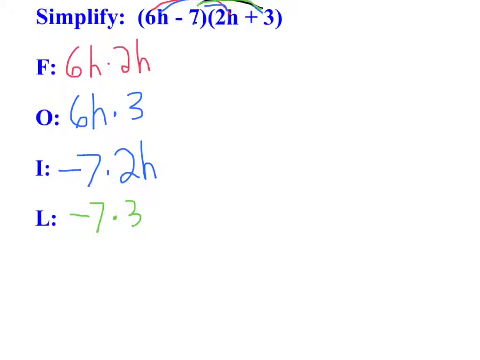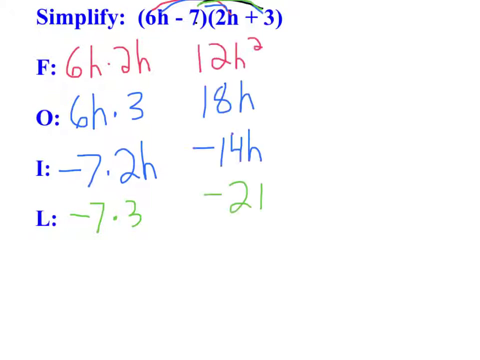So then the negative 7 was distributed. Okay, let's multiply and write this up. 6 times 2 is 12, and I have two h's, so that's h squared, and I have 6 times 3 is 18h, and 2 multiplied to negative 7 is negative 14h, and negative 7 multiplied to 3. Now, I'm going to combine these two right here. I have 18h minus 14h, or plus negative 14h, and that gives me 4h.